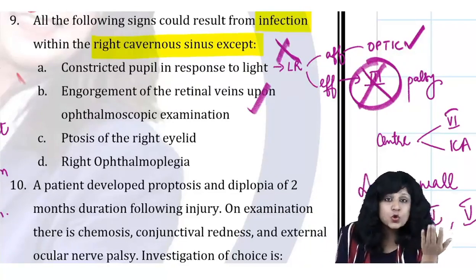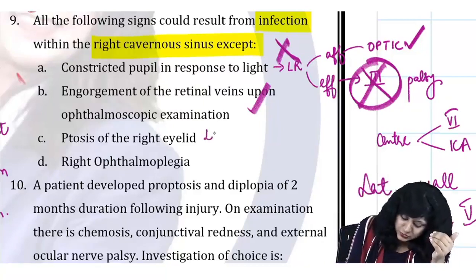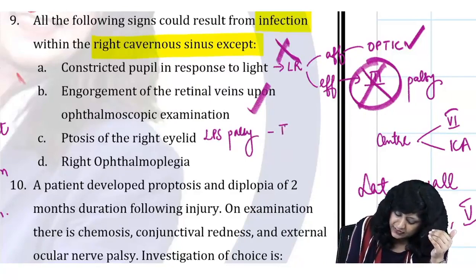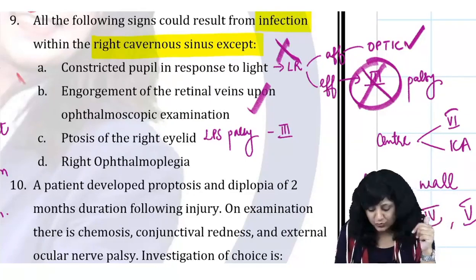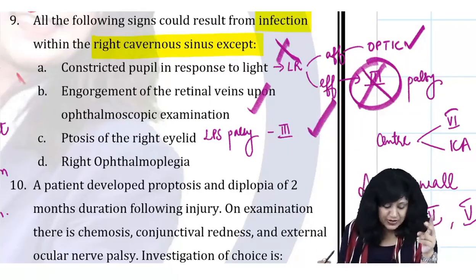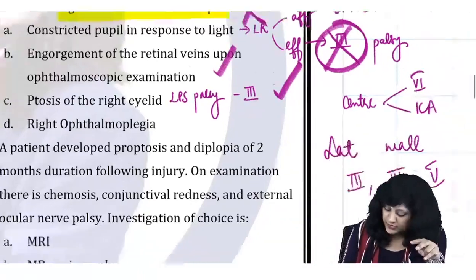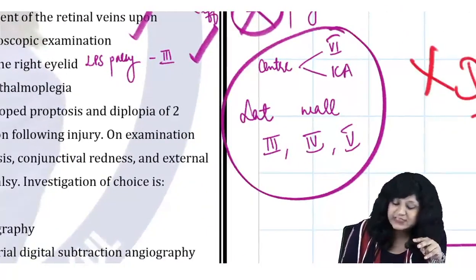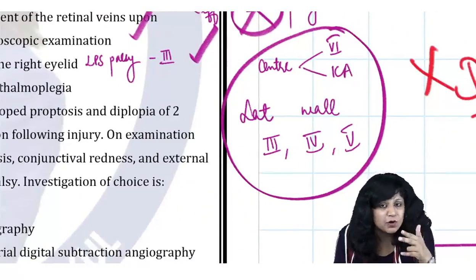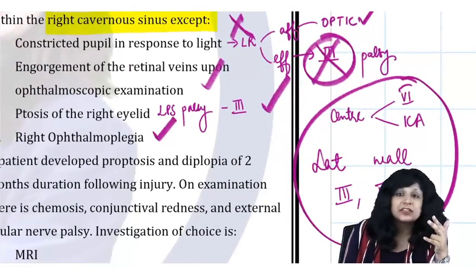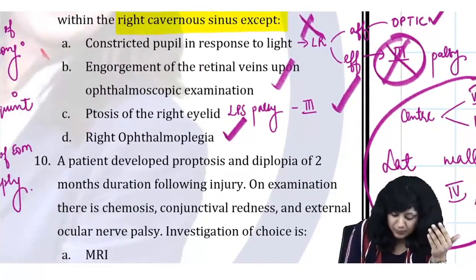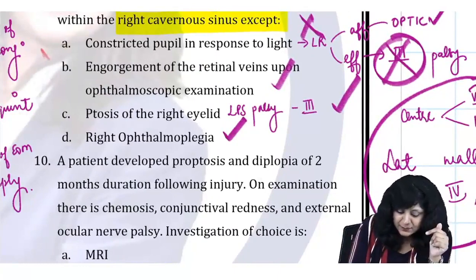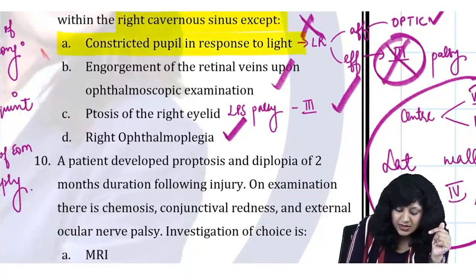Option number C, the ptosis. Now ptosis occurs due to the LPS palsy, and LPS is supplied by the 3rd nerve, and 3rd nerve can be paralyzed. So I can get the ptosis also. 4th is right ophthalmoplegia, so that I have already discussed that because all these nerves are at stake, they can be involved. So I can have the ophthalmoplegia. So what I will not have, because they are asking you except, so answer will be the constricted pupil in response to the light.